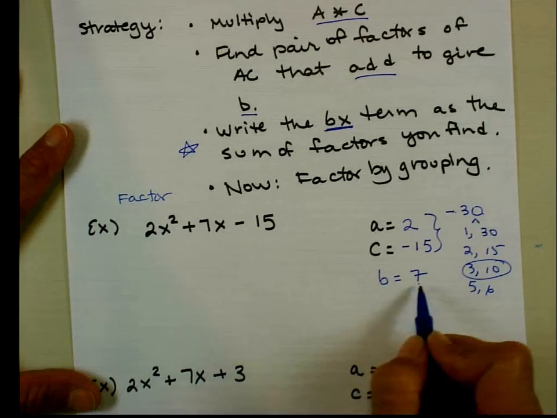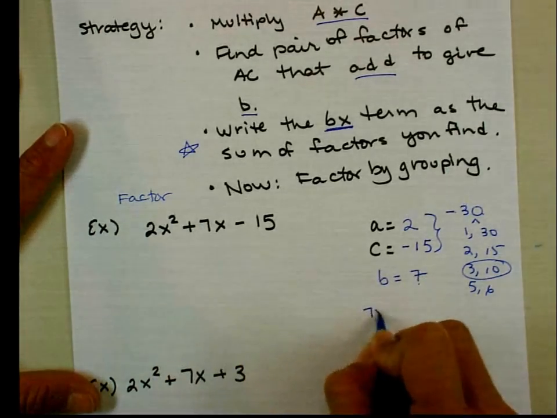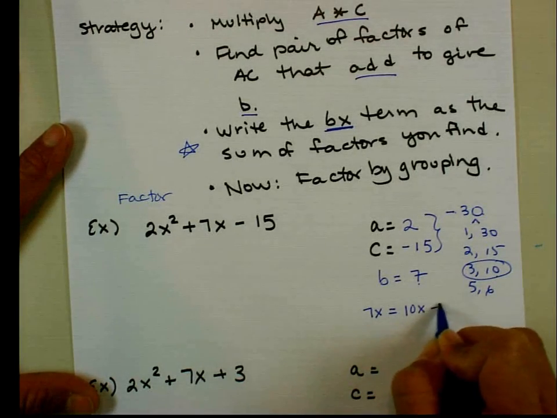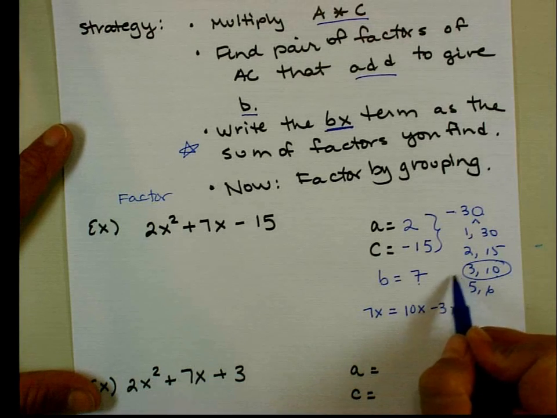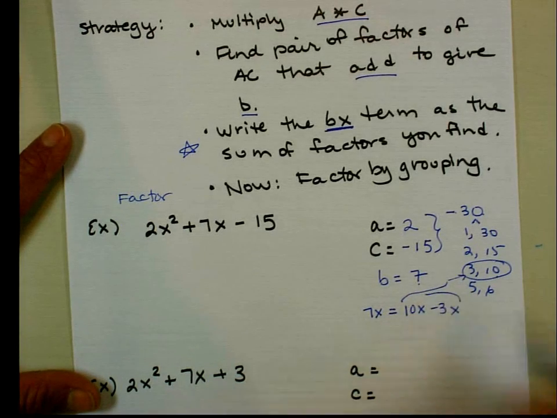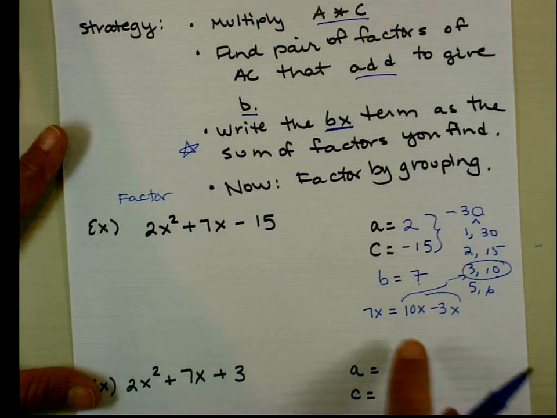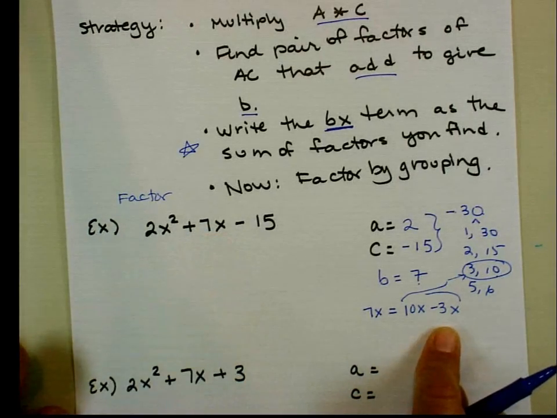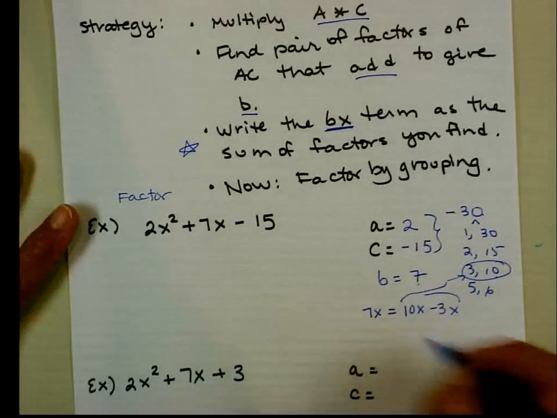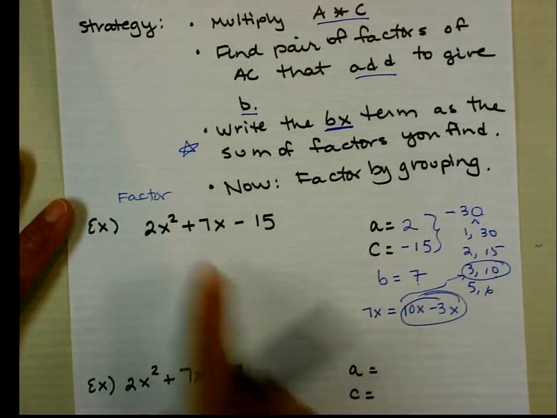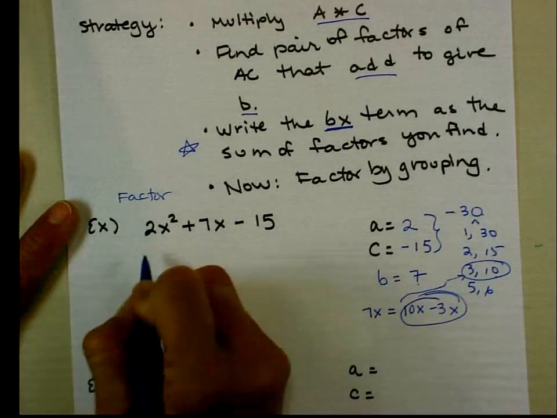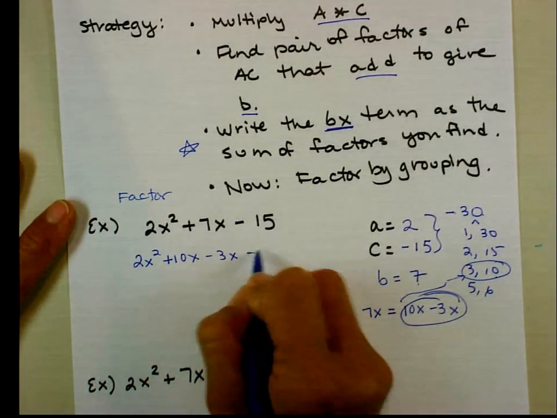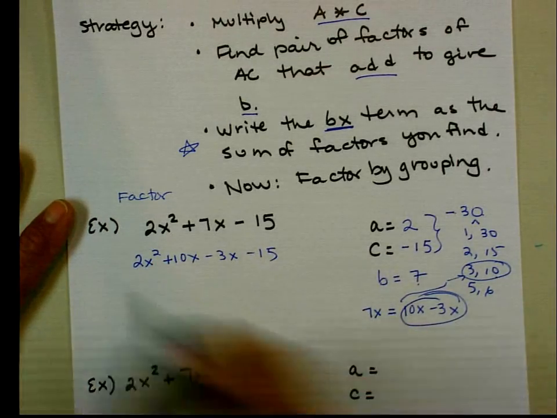So what we're going to do is we're going to take this 7x term, and instead of writing a 7x, I'm going to write that as 10x minus 3x. So I'm going to use this pair right here to rewrite that 7x term. And make sure you get the signs right. So 10x minus 3x gives me the positive 7x that I want. Okay, so this is kind of my side workspace. So this is the change I'm going to make when I recopy this trinomial. So 2x squared plus 10x minus 3x minus 15. Okay, this is the star step.